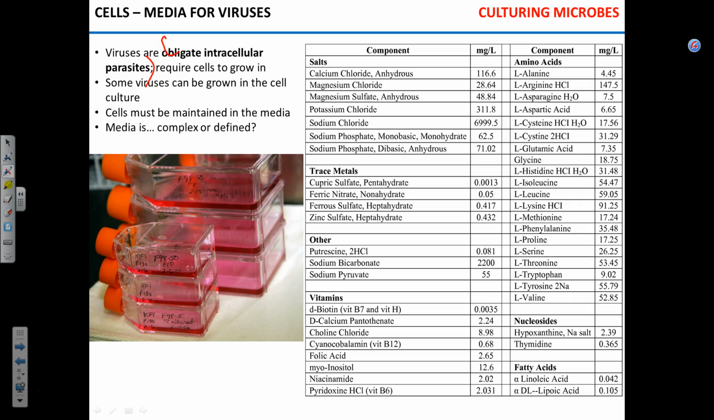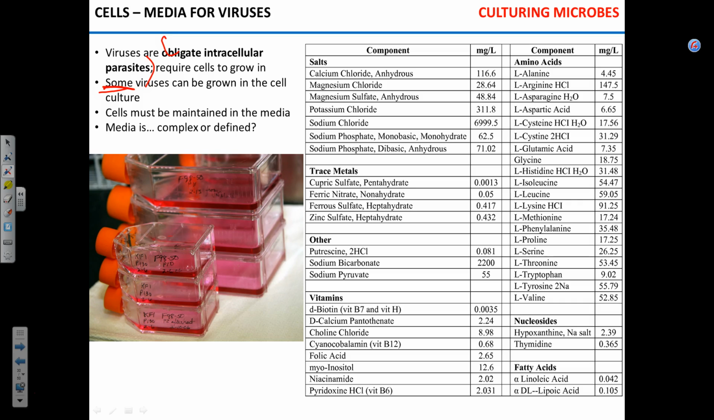Some viruses can be grown in a cell culture. There's one that scientists spent like 20-something years trying to figure out, hepatitis C. It's a pain in the butt to grow in the cell culture. Okay. I don't think they now have a good model for it. So cells. How do you collect cells?